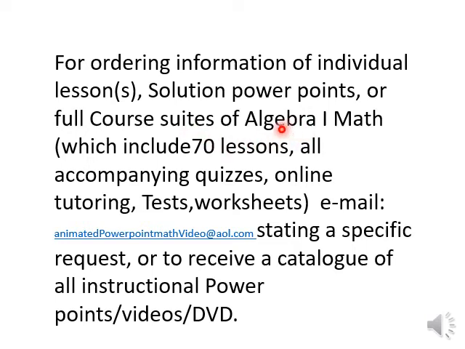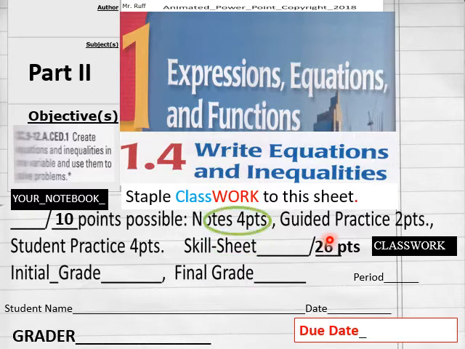Hello everybody, getting ready to do lesson 1.4 part 2 classwork today for Algebra 1 Math. In your classwork sheet, you've got 26 points, have that out ready to go. And then students, you've got 10 points in your notebook guide. Have that ready: expressions, equations, and functions. 1.4 is write equations and inequalities.